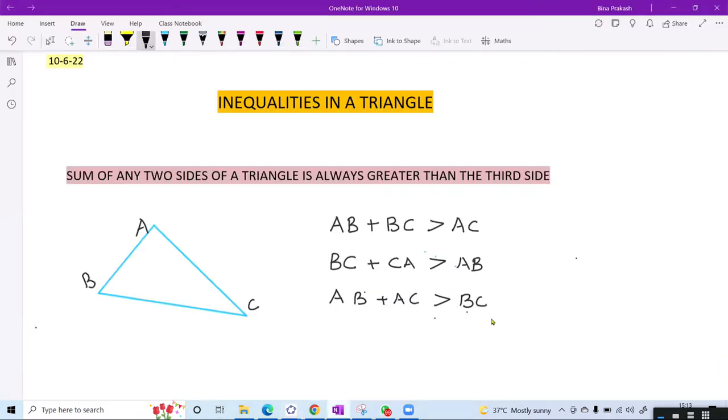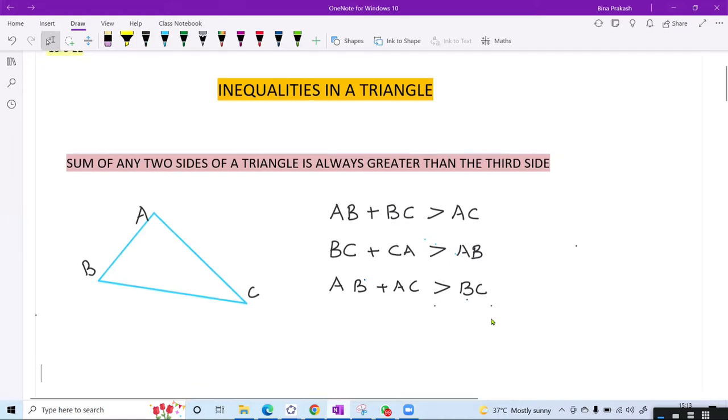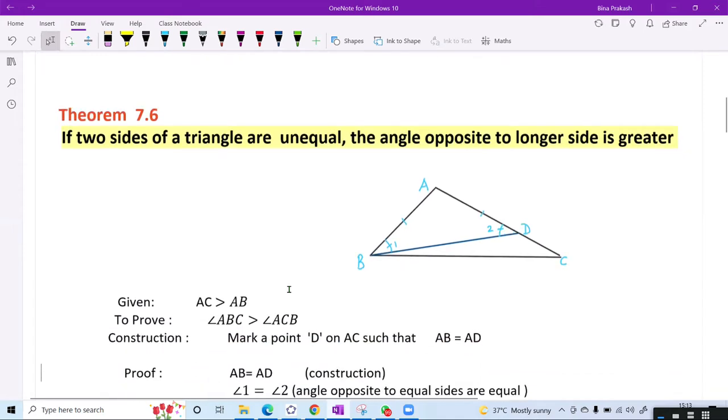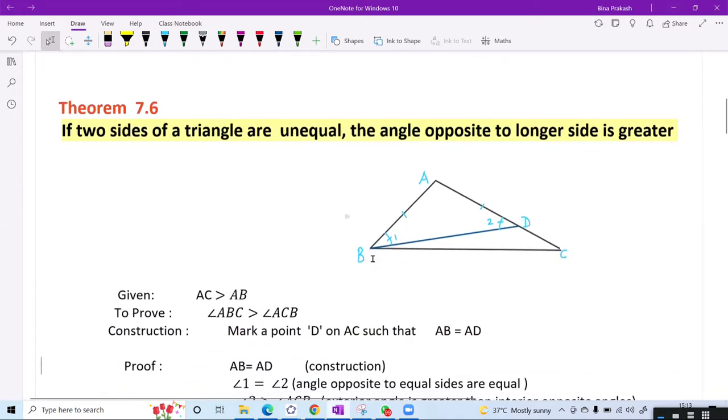Yes, ma'am. Now we move on to the next part. We have another theorem connected to this. If two sides of a triangle are unequal, considering AB and AC, we can all see this relation, that is, the side AB is not equal to AC. I am taking up this relation. The angle opposite to the longer side.